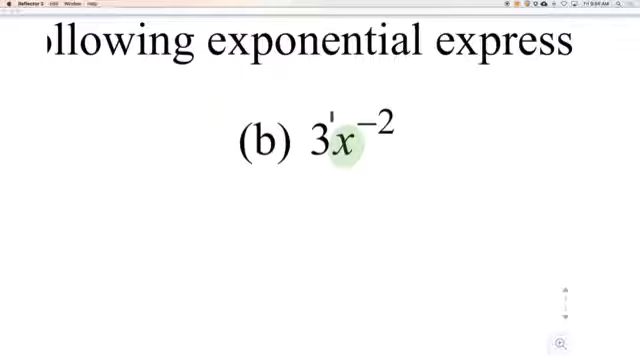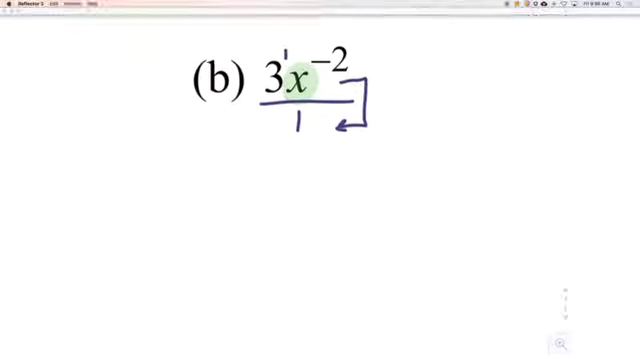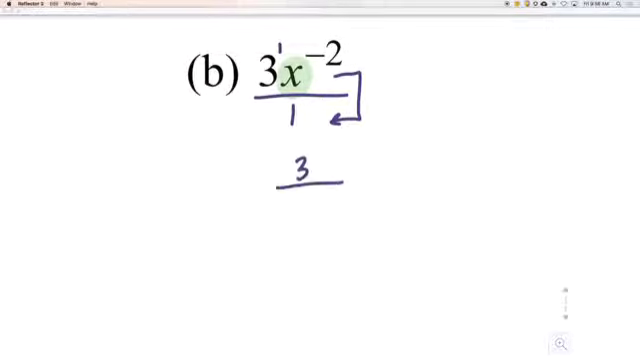It's a +1. If you want to put this over 1, so you have a denominator, it is only the x then that we're going to bring to the bottom. The 3 stays in the top, and we get x squared. Okay?